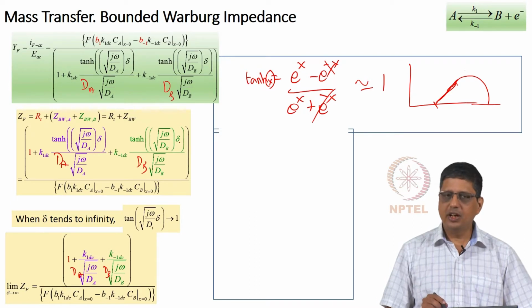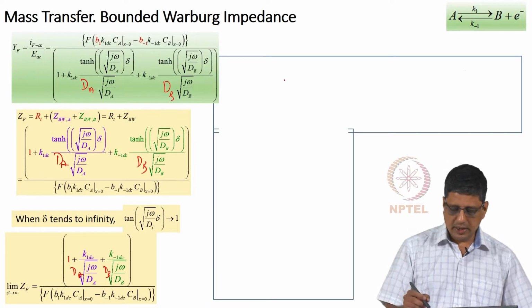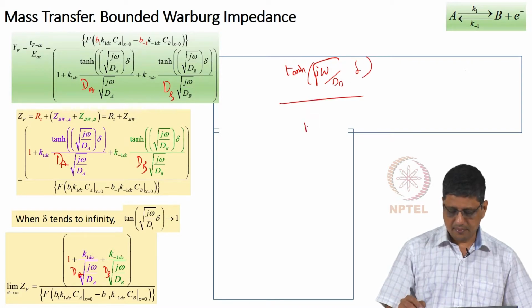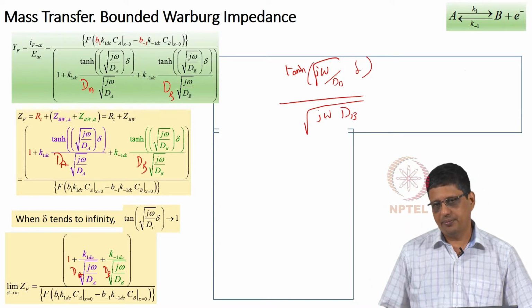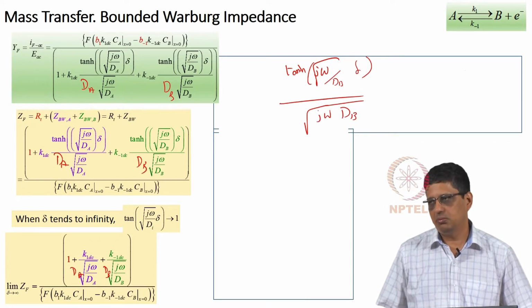When delta is a finite value and omega becomes 0, what do we see? You are going to get tanh of square root of j omega, and dB dA does not matter. So it is going to look like 0 by 0, and you can apply L'Hopital's rule and get an expression for this. It will settle at a finite value.